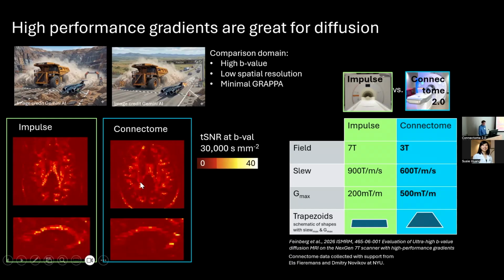And when I was scanned on both of those scanners, they found out, and Joseph is here, that actually both of those scanners can achieve very good tSNR for these astronomically high B-values here. And then specifically in the center of the brain, where the high field has this particular advantage, the impulse can even outperform in this comparison domain here.